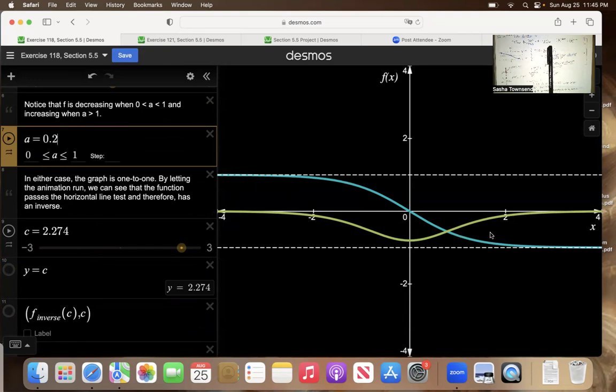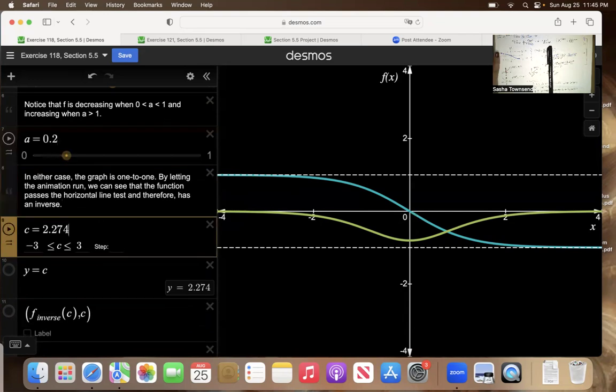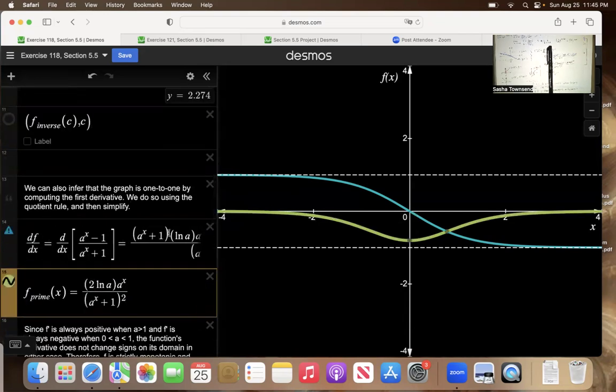So it decreases as you go from left to right. If you look at the derivative of that function, if you graph it, we see that the derivative is negative the whole time. The y values on that derivative graph are negative. Again, it's because we've got a to the x, which is always positive, a to the x plus 1 squared in the denominator, which is always positive, and 2 times natural log of a, which is negative, because natural log of 0.2 is negative. Natural log of any number between 0 and 1 is negative.